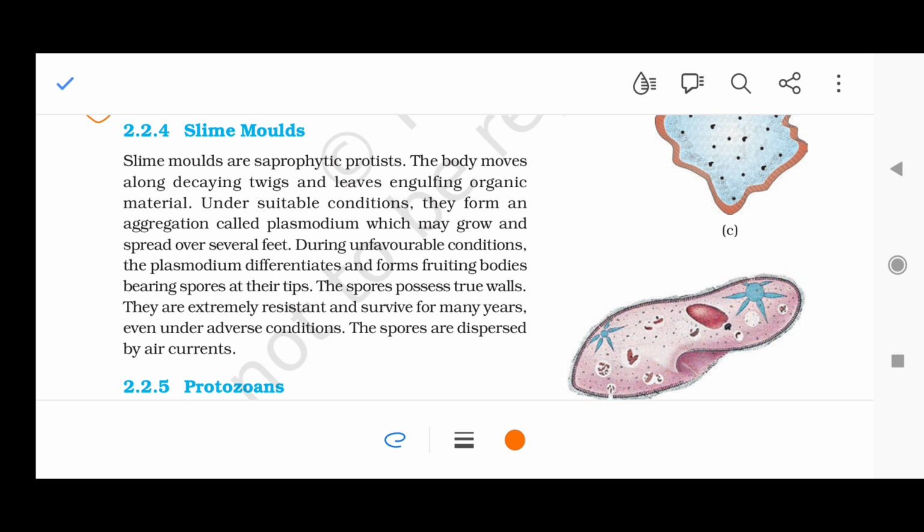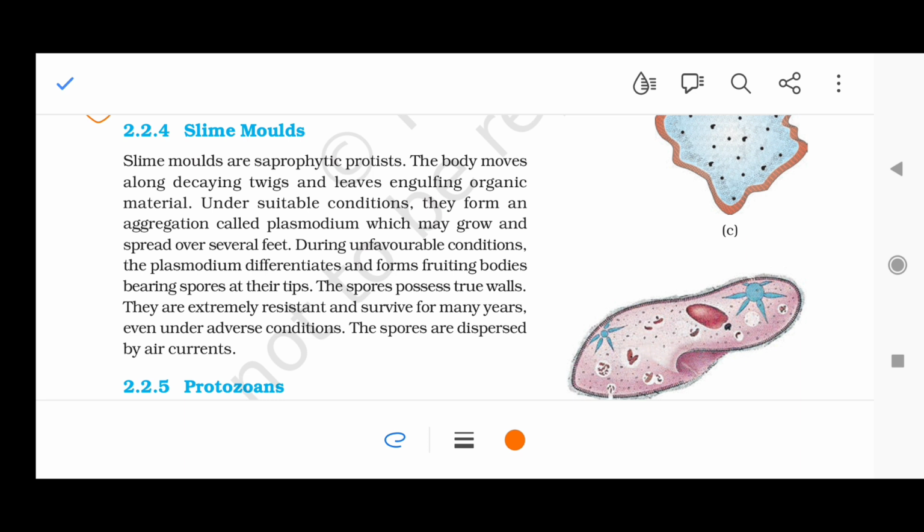Now come to the slime molds. Slime molds are saprophytic protists. The body moves along decaying twigs and leaves engulfing organic material. Under suitable conditions, they form an aggregation called plasmodium, which may grow and spread over several feet.